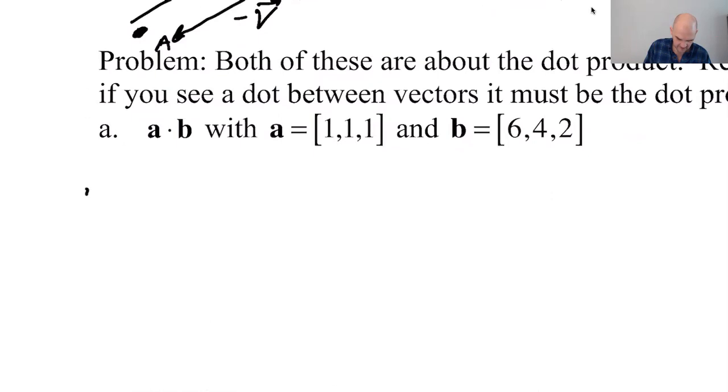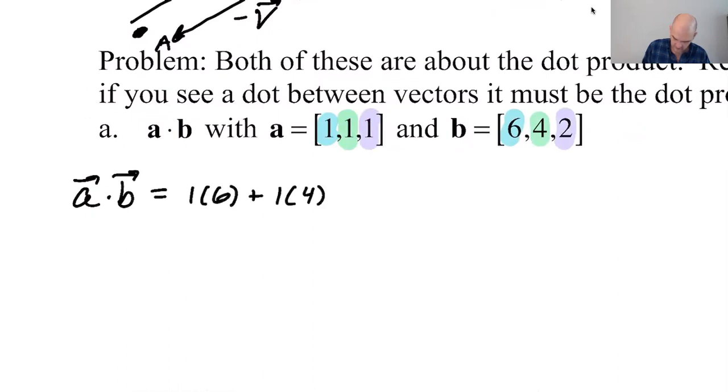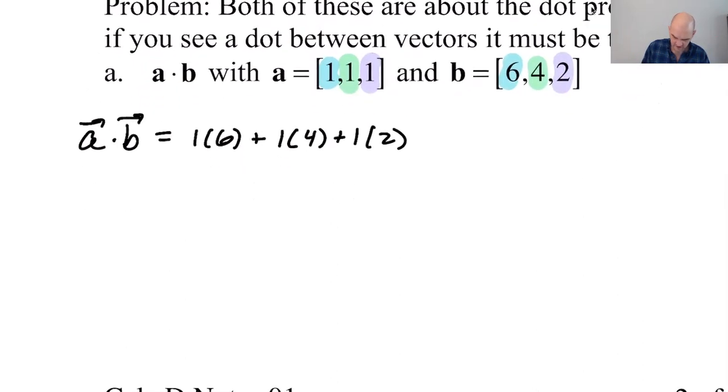So if I want to do a dot b, what I'm going to do is this times this plus this times this plus this times this. So it's going to be 1 times 6 plus 1 times 4 plus 1 times 2. Using 1, 1, 1 is really obnoxious because you could be totally doing it wrong and get it right. So 12.